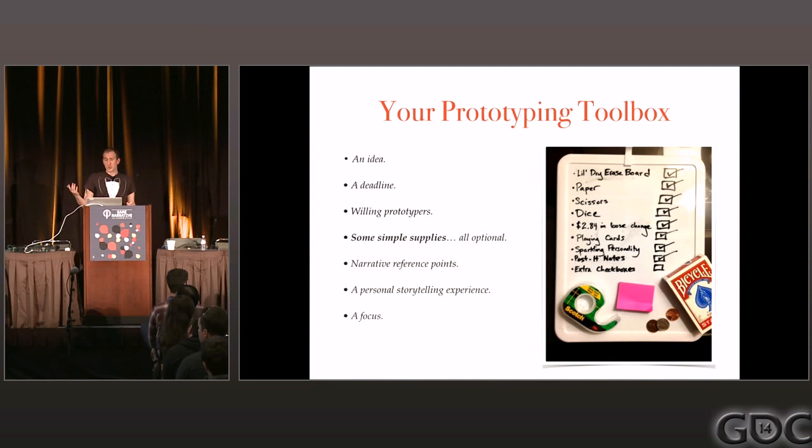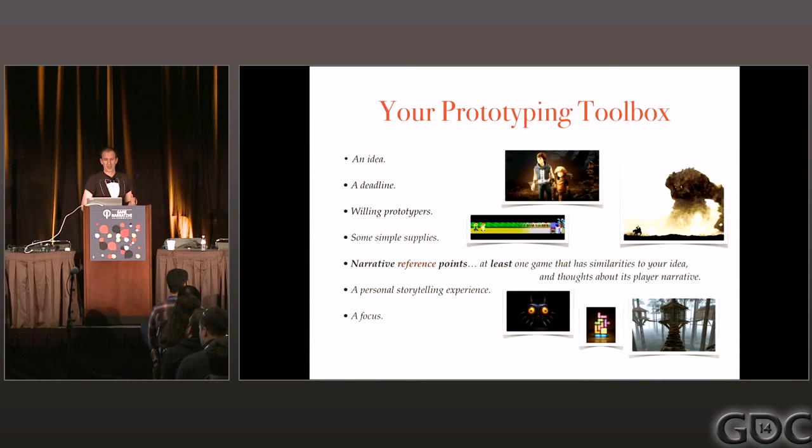And you want some simple supplies. So a couple things that are important here. A little dry erase board can be very useful. Playing cards, a couple pieces from old board games. Post-it notes are great because they're sticky, but not too sticky. You can move them around. But basically, most of this stuff you're going to either have around or you're going to be able to get when you need it. You also, based on your idea, need some narrative reference points.